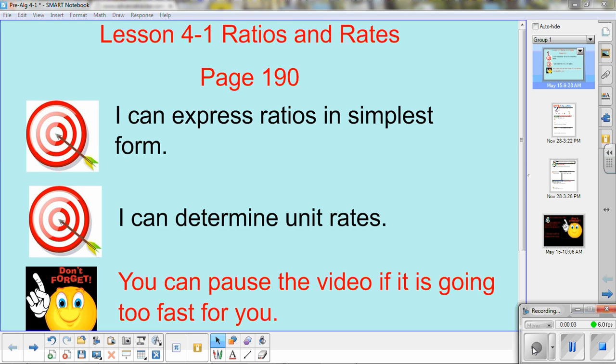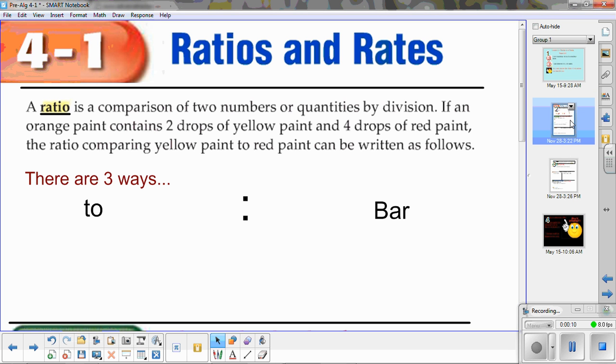In Lesson 4.1, Ratios and Rates, you will be expressing ratios in simplest form and determining unit rates. A ratio is a comparison of two numbers or quantities by division. If an orange paint contains 2 drops of yellow paint and 4 drops of red paint, the ratio comparing yellow paint to red paint can be written in the following 3 ways.